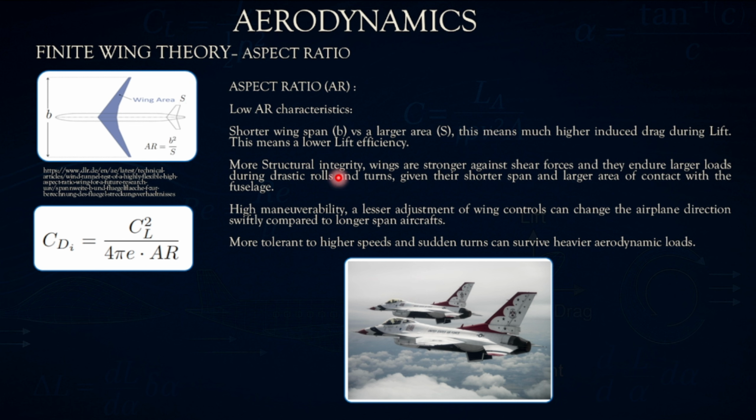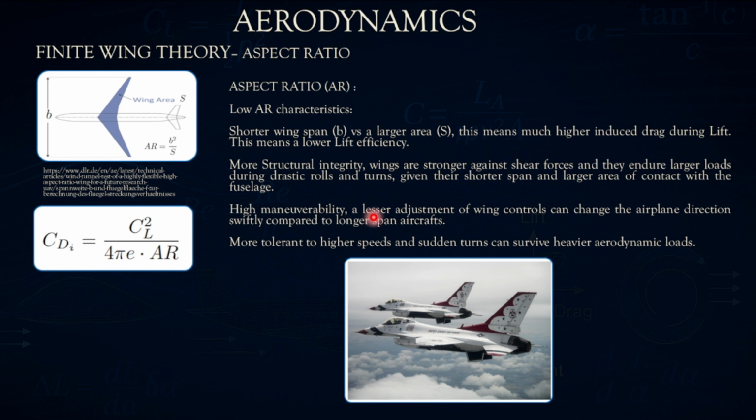On the other hand, there is more structural integrity; the wings are stronger against shear forces and endure larger loads. That's why the F-16 can turn this drastically without breaking during drastic rolls and turns, given its shorter span and larger wing area, which gives a larger area of contact with the fuselage.